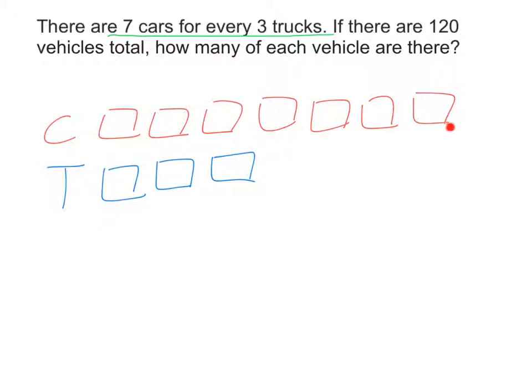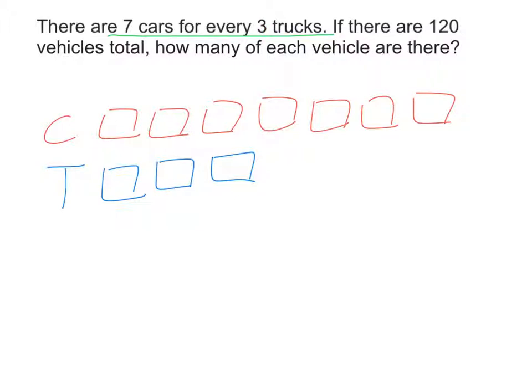So we actually have to think about what these boxes mean. Now, these red boxes, these red groups right here, represent however many cars there are. We don't know how many cars there are, right? This doesn't actually say there are 7 cars and 3 trucks. It just says 7 cars for every 3 trucks. Well, what if we had 6 trucks? Then we'd have 14 cars, because there'd be 7 cars for every 3, and there'd be 2 groups of 3 trucks. So this isn't actually saying there's 7 cars and 3 trucks.